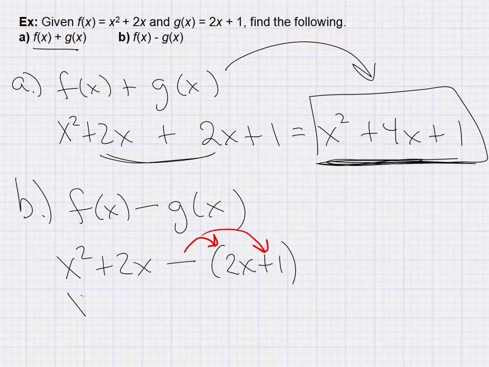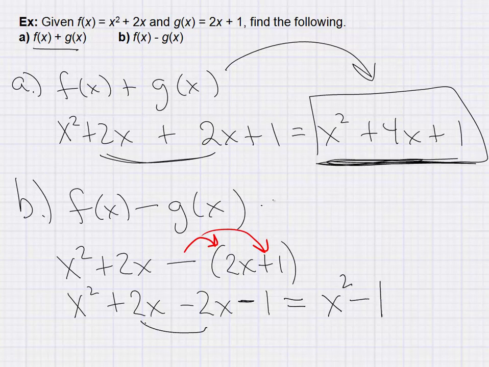So what I end up with is x squared plus 2x minus 2x plus 1, or oops, see, now that's the mistake, minus 1. So 2x minus 2x, these two things are like terms, but they'll cancel. So then I end up with x squared minus 1. So this is what my difference is. Okay? Which is a new function again. So the difference of these two functions is a new function.